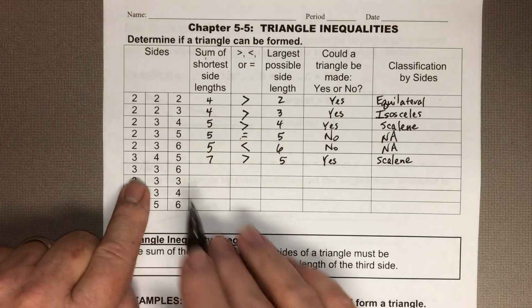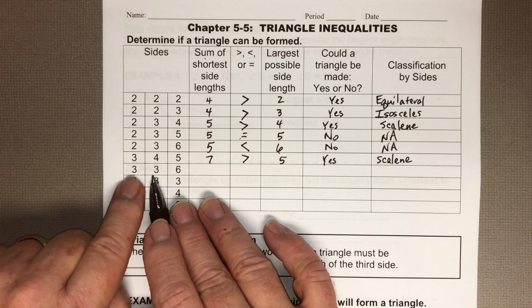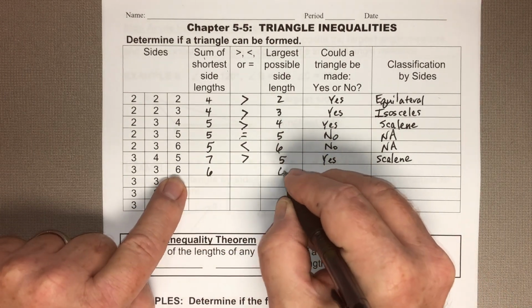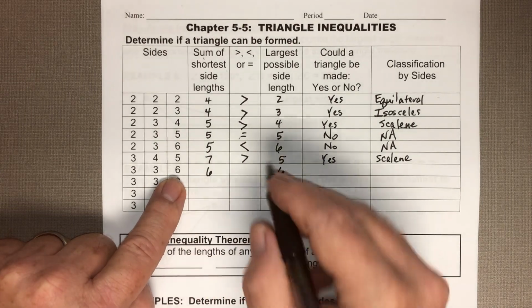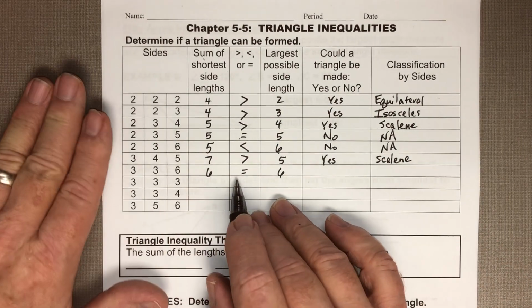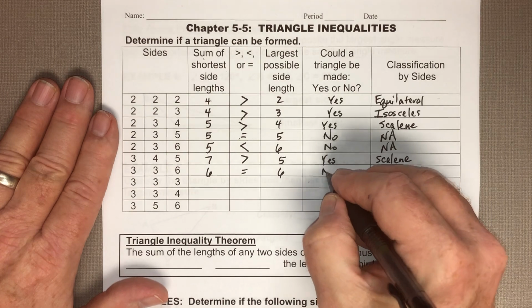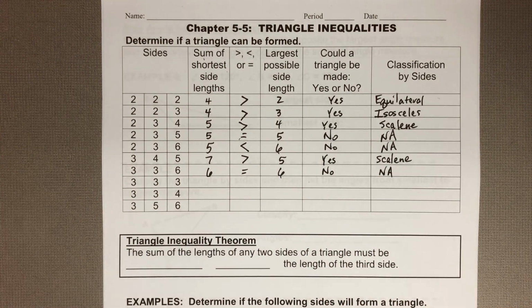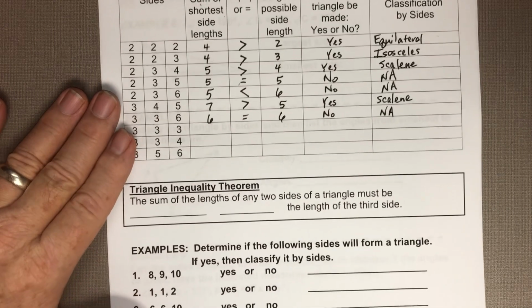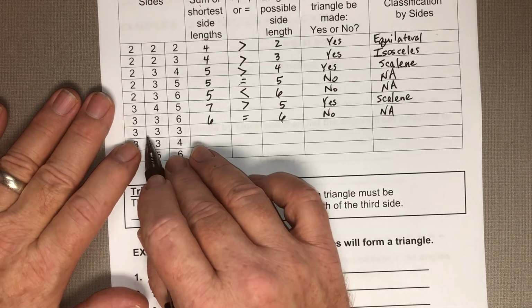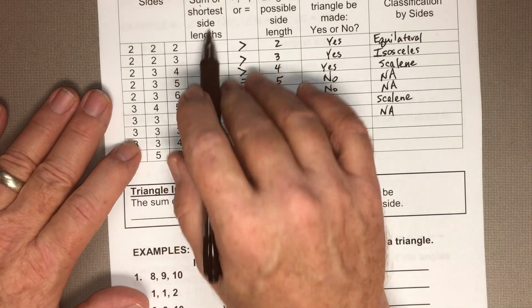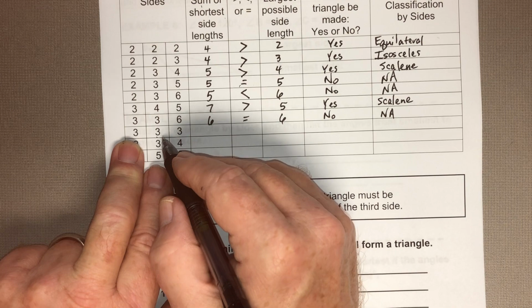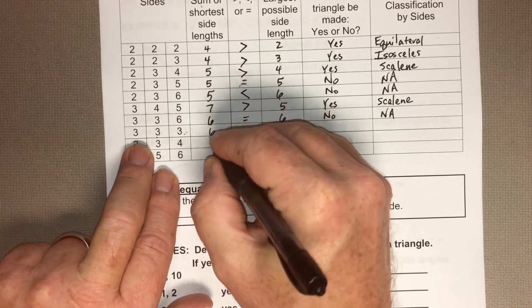Let's go to the next one. If you add the two shortest side lengths, 3 plus 3 would be 6, and you're going to compare that with the longest side length, 6. 6 is equal to 6, and it has to be greater in order to form the triangle. So the answer is no, you can't form it, and if you can't form it, you should not be classifying it. Moving on. In the next one, we have 3, 3, and 3. When it says sum of the shortest side lengths, that doesn't really make sense, but if you add any two side lengths, 3 plus 3, you get 6.